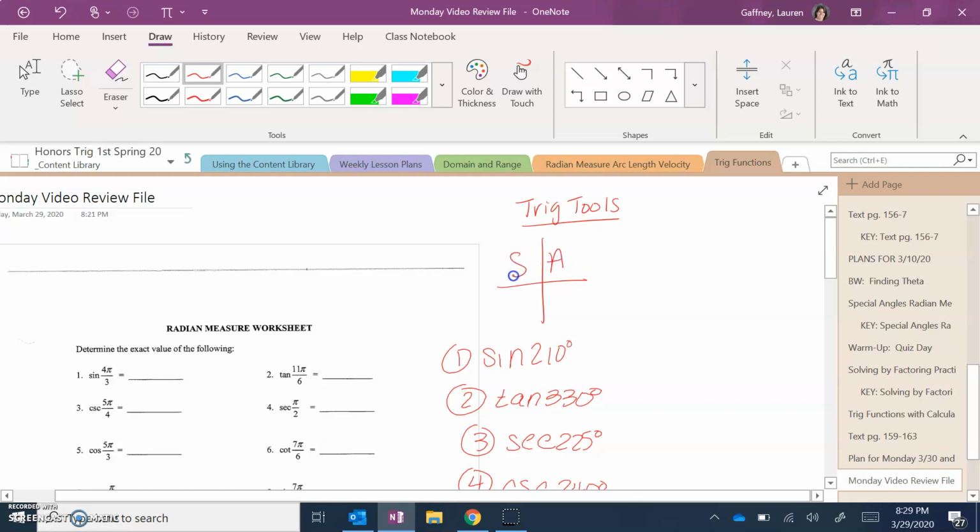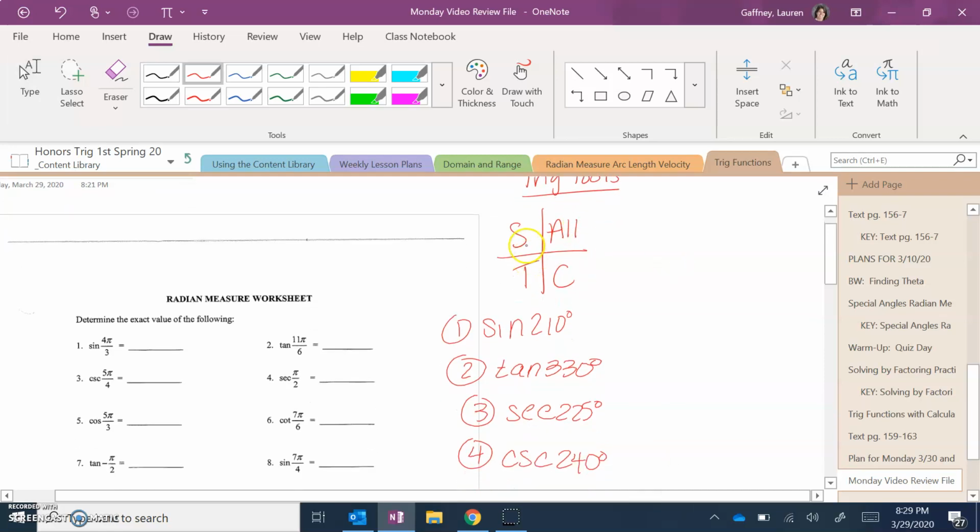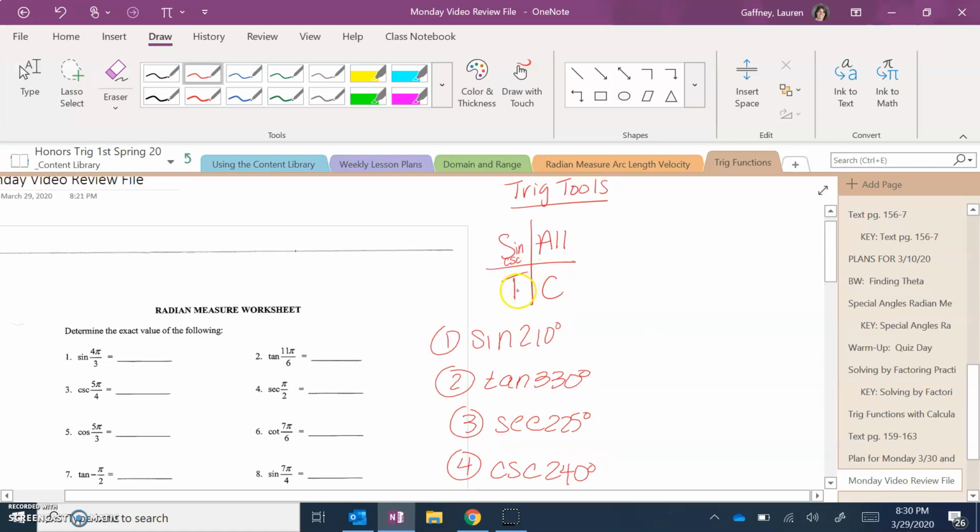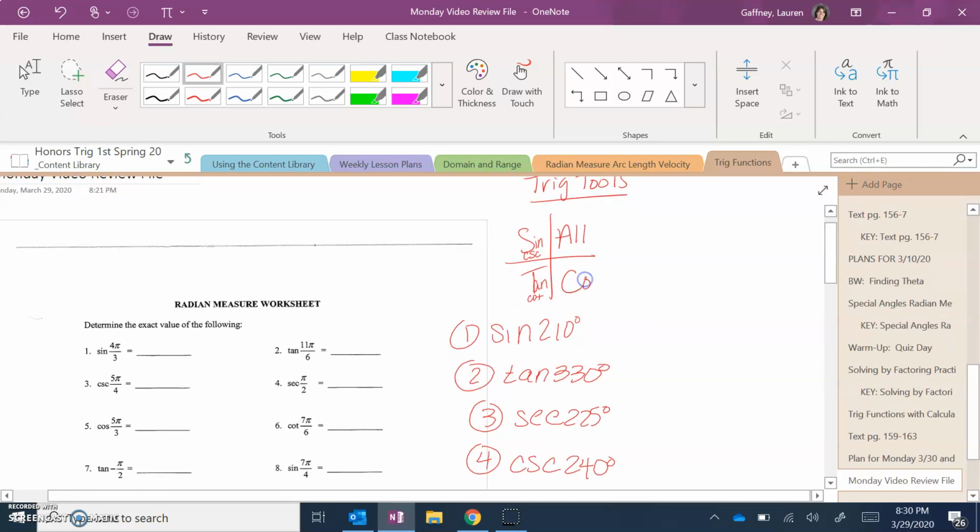So we have our ASTC, which tells us which trig functions are positive in which quadrants. All are positive in the first quadrant. Sine and its reciprocal cosecant are positive in the second quadrant. All the others will be negative. Tan and its reciprocal cotan are positive in the third quadrant. All the others will be negative. And then cosine and its reciprocal secant will be positive in the fourth quadrant. All the others will be negative.